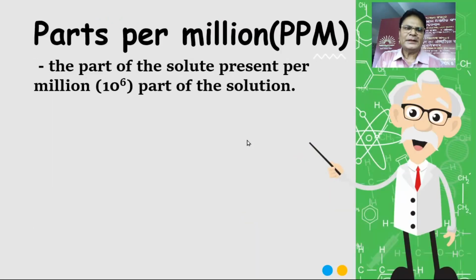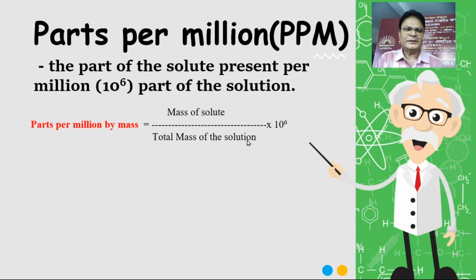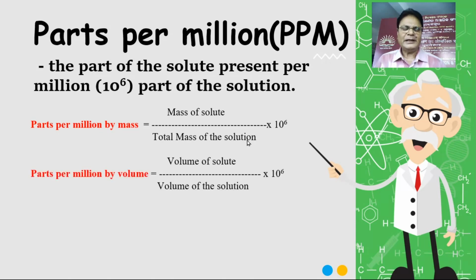Now parts per million. This is the part of the solute present per million of the solution. To calculate: mass of the solute divided by the total mass of the solution into 10 to the power 6. This parameter is needed when the concentration of the solute in the solution is very, very small. Then we express the concentration in parts per million. If they are in liquid state, then it is the volume of the solute divided by the volume of the solution into 10 to the power 6, that is, the volume of the solute present per million volume of the solution.